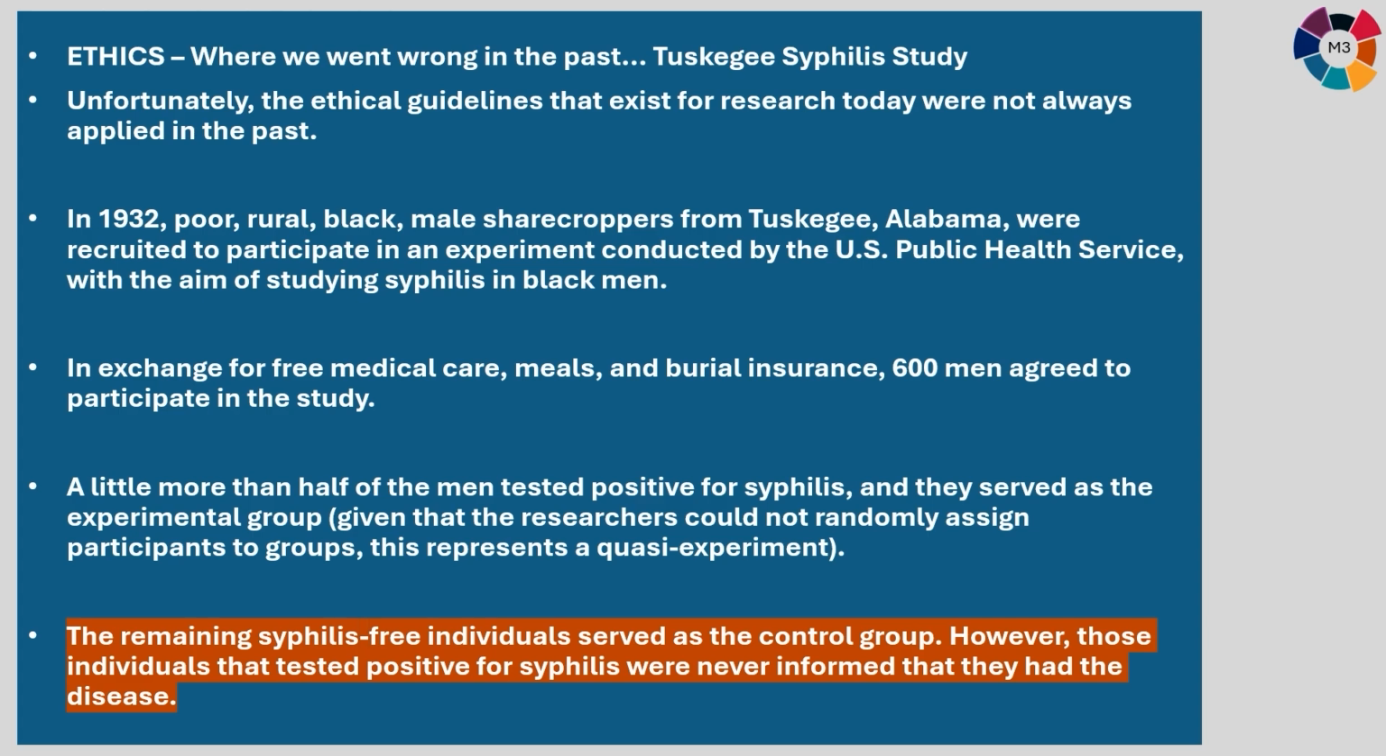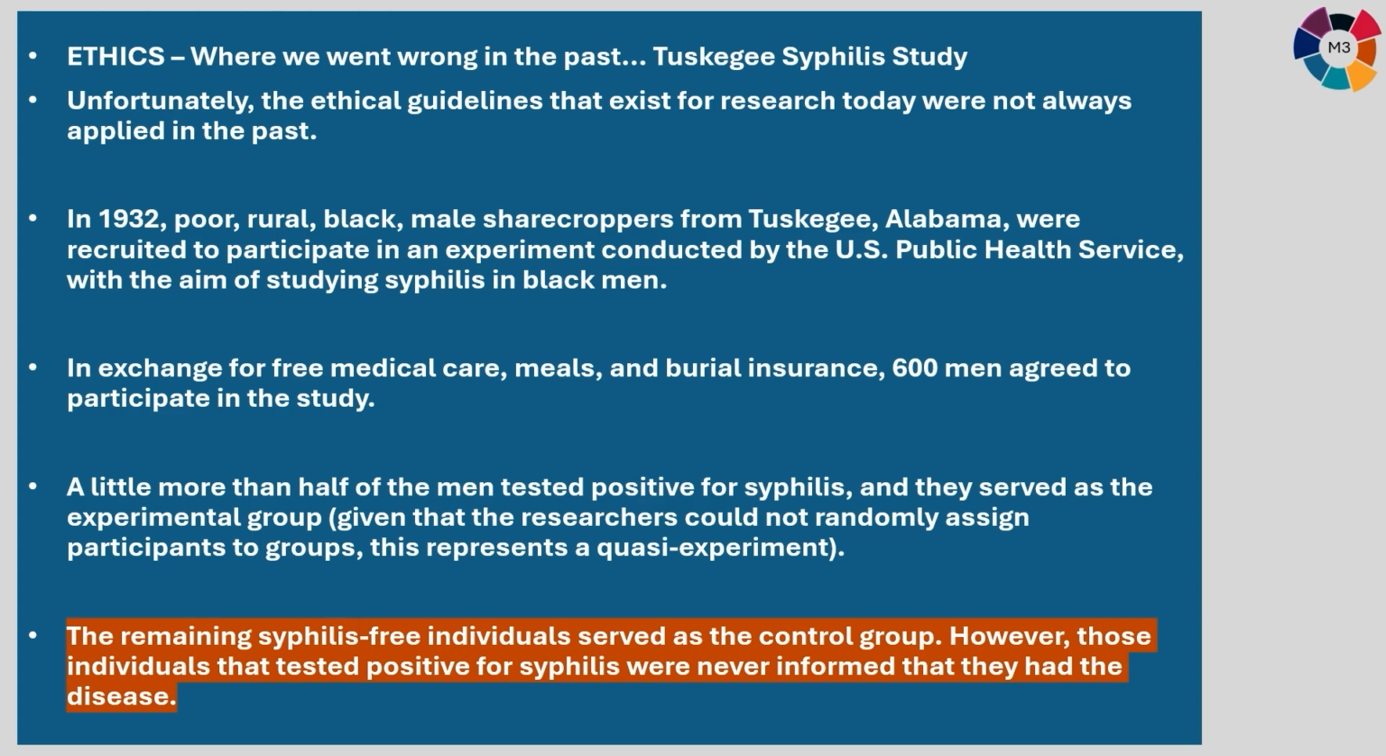Unfortunately, the ethical guidelines that exist now for research today were not always applied in the past. In 1932, poor rural black male sharecroppers from Tuskegee, Alabama, were recruited to participate in an experiment conducted by the U.S. Public Health Service with the aim of studying syphilis in black men. In exchange for free medical care, meals, and burial insurance, 600 men agreed to participate in the study. A little more than half of these men tested positive for syphilis, and they served as the experimental group.